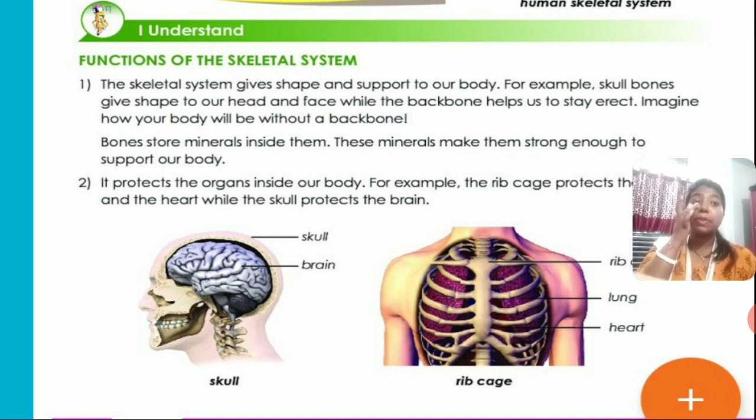Now, bones store minerals inside them. These minerals make them strong enough to support our body. Yes children, if our bones are not strong, we won't be able to stand properly, we won't be able to run, we won't be able to do any types of movements. For that reason your mother always asks you to drink milk. Yes or no? Because milk is very important for our bones.